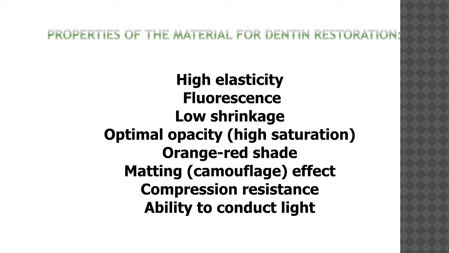So what should be the properties of the material for dentin restoration? The material for dentin restoration should have high elasticity, to compete with the natural elasticity of the dentin. It should have fluorescence, low shrinkage, optimal opacity with high saturation, orange-red shade, camouflage effect, compression resistance, and the ability to conduct light.